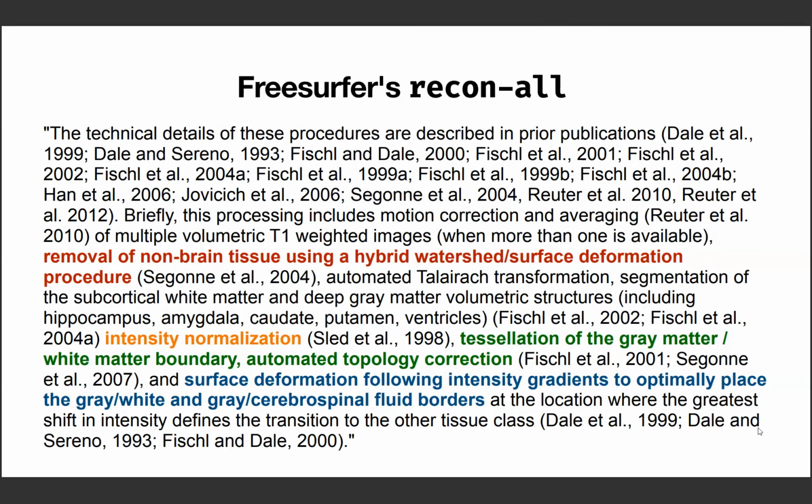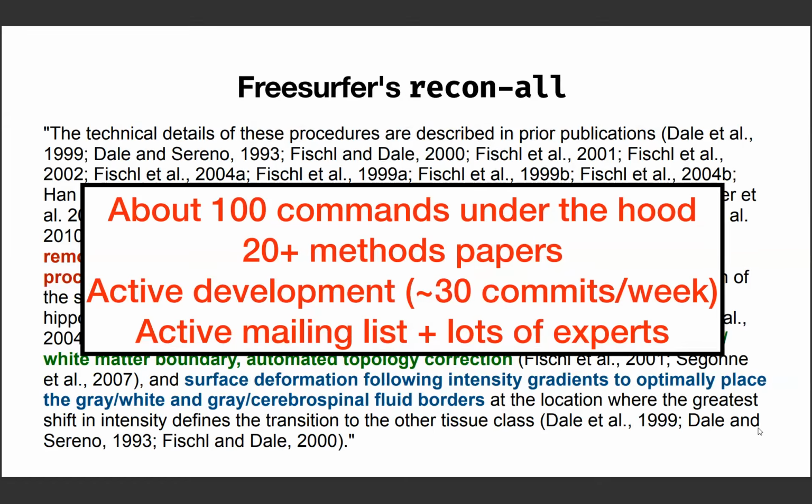So what is the recipe, or a recipe, with FreeSurfer? These are the methods of FreeSurfer's command for cortical segmentation, recon-all. There's a lot going on there. There are 4 fundamental steps that I would like to talk about. First is the removal of non-brain tissue, which is essentially brain extraction. I'll talk about why that is important. Intensity normalization, which is correcting for that bias and putting values in a scale that FreeSurfer knows how to deal with. Tessellation of the gray matter, which is the generation or the initial placement of the surfaces. And then a surface deformation following intensity gradients to optimally place it with a precision that is higher than our voxel image. And there are about 100 commands under the hood.